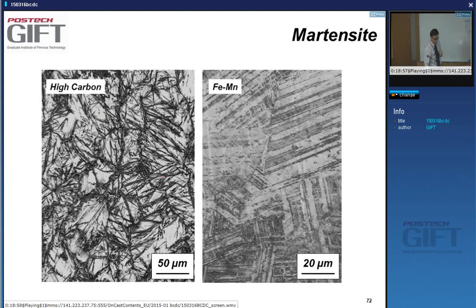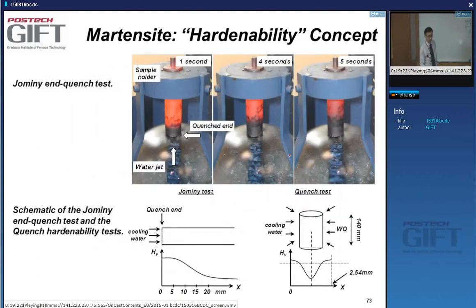What you see on the macro scale depends very much on the steel that you have. For instance, this is a larger magnification of this high carbon steel. You can see the martensite lath. This is iron manganese. Yes. The martensite that you form here is much more plate-like. Okay, so the type of martensite we get is very different.